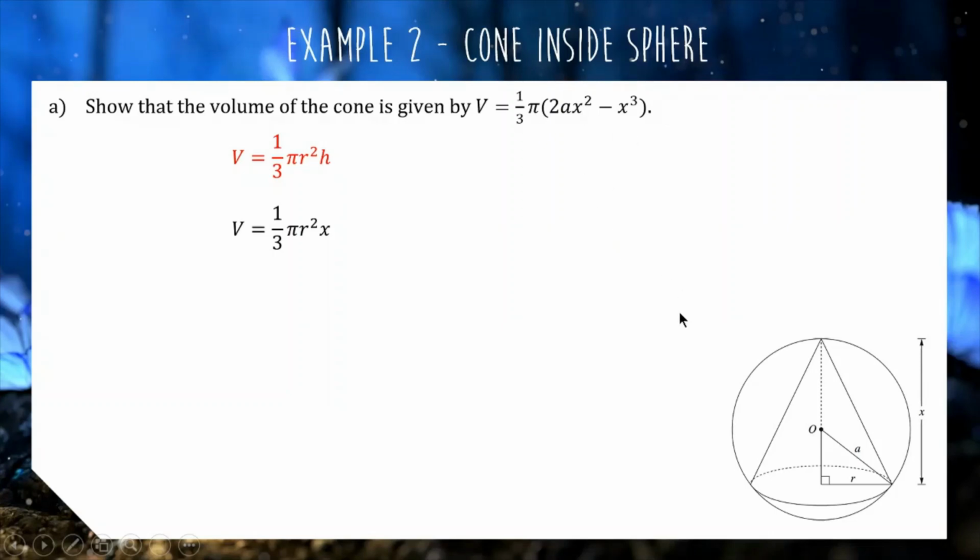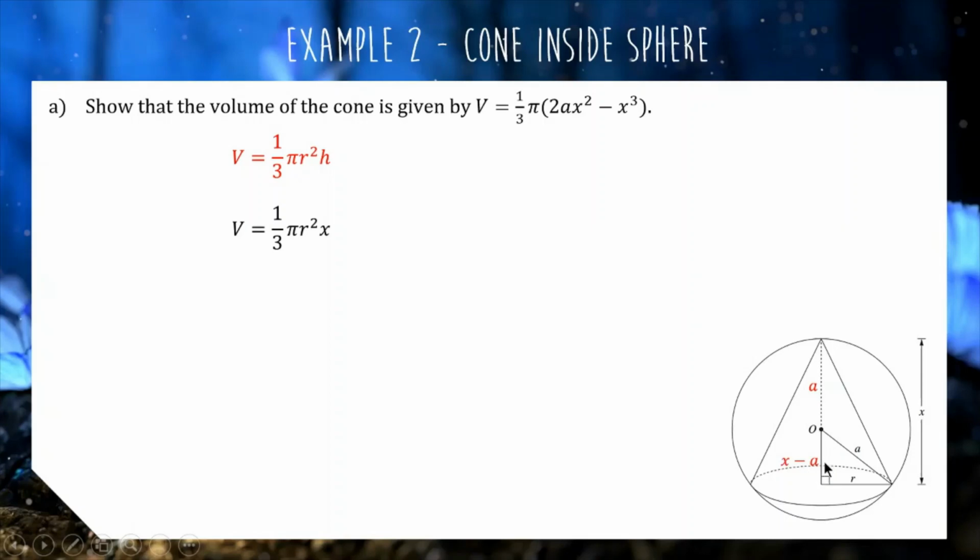In order to do that, there's a few things you need to notice from this picture that make this question doable. First thing you need to spot is that from O to the top of the cone, given that O is the center of the circle, this distance here is the radius of the sphere, which is a. The second thing that's useful is that if this height here is x, and this value here is a, this distance here must be x take away a. Now that's all you need to apply the algebra to find the expression for r squared.